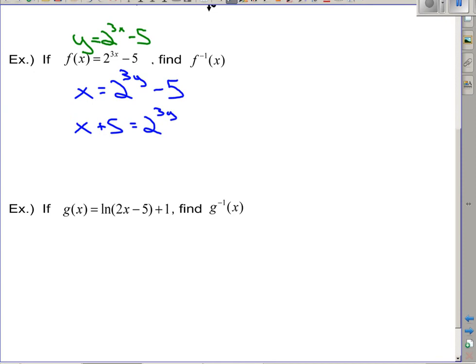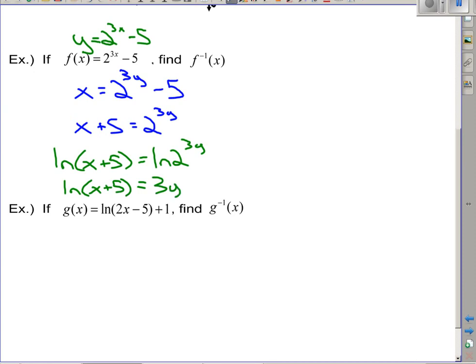Well, I need to get that y down somehow. What I could do is take the log of each side. And it doesn't matter whether you use natural logs or logs base 10. So I'll use natural logs. Okay. I'm using the golden rule of equations. Whatever I do to one side, I do to the other. I know from my log laws, now I can bring down that 3y, the exponent.